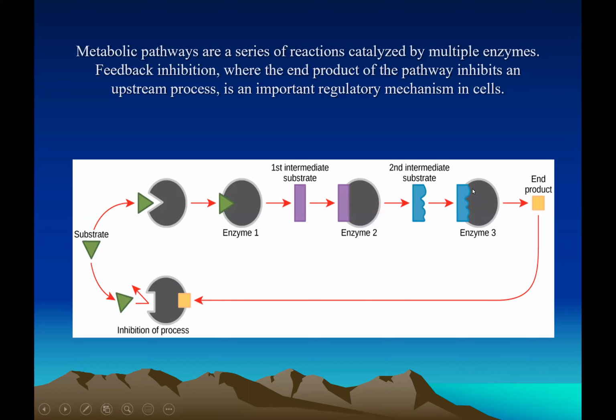So many a time, you don't need too much of the product. In order to regulate production of the product, the end product will act as an inhibitor of an enzyme that acts in the beginning of the pathway. So this is called feedback inhibition, where the end product of the pathway will inhibit an upstream process. This is a very important regulatory mechanism. This is how our body regulates the overproduction of end products.